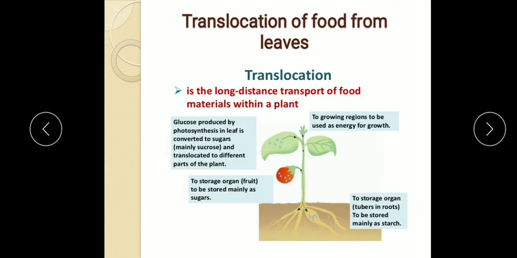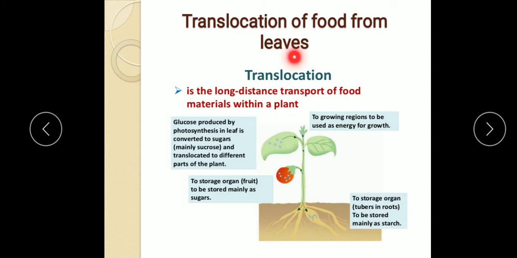Now, in the next topic, we will study translocation: translocation of food from leaves. As we have studied, transport of water and minerals from root to the different parts of the plant in upward direction against gravity is called ascent of sap. Now, the food which is synthesized in the green leaves of a plant during photosynthesis is transported throughout the plant by the phloem tissue.